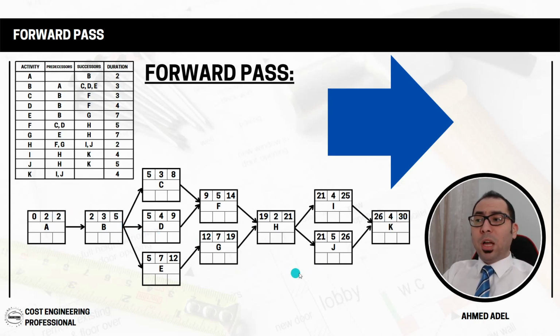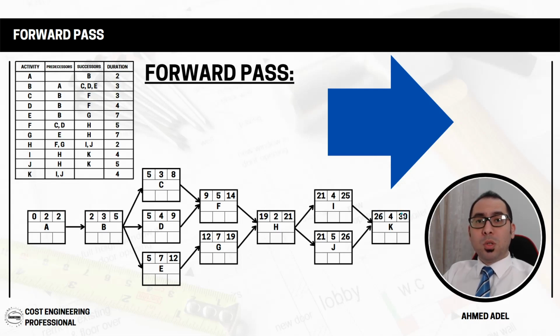So from what we have done so far, from the forward pass, what can we understand or what can we calculate? We have calculated the early start and the early finish for all the activities, as you can see. And we have also calculated the project duration. So the duration of this project is 30.